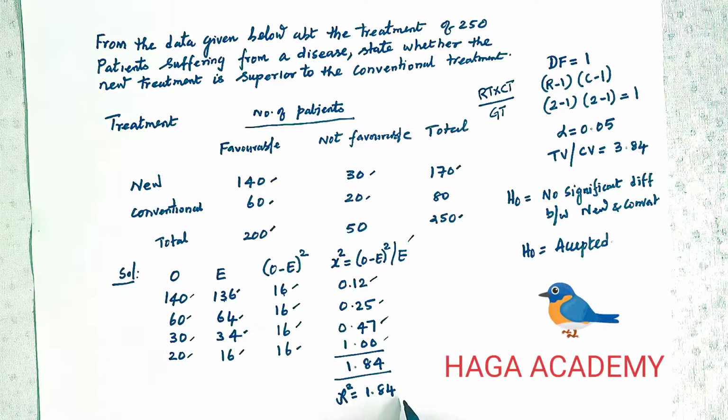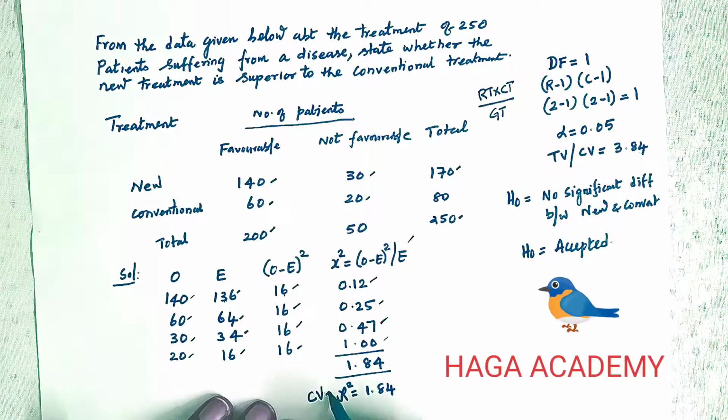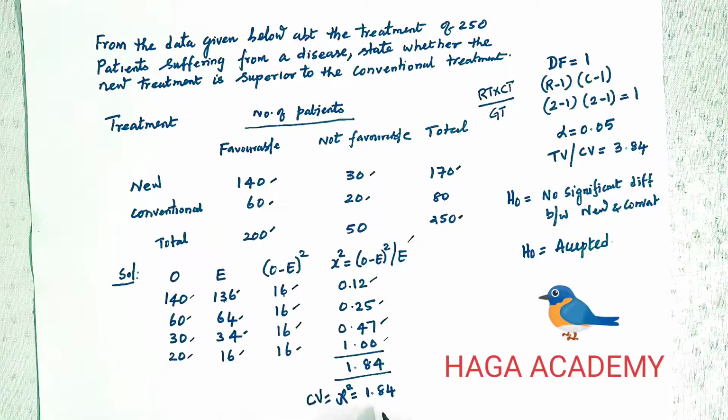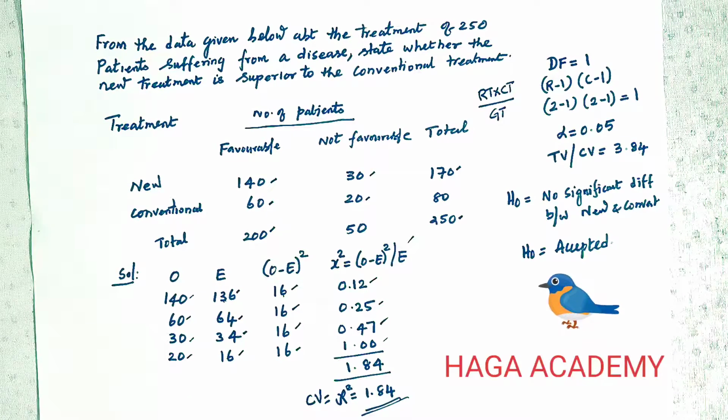Chi-square equals 1.84. We may call this the calculated value. This name is calculated value. So right now we have reached 1.84 as our calculated value. After completing this, kindly look at the problem.